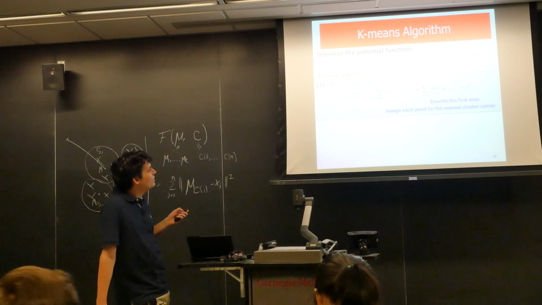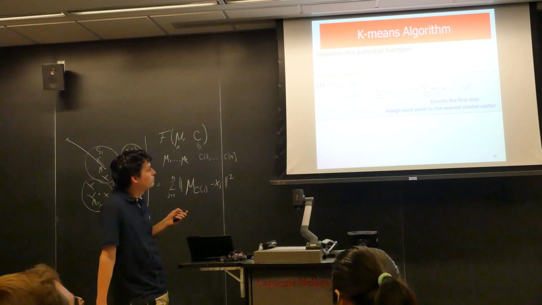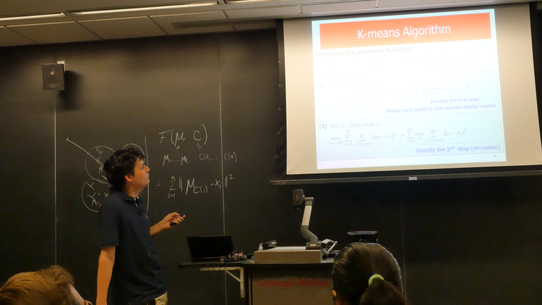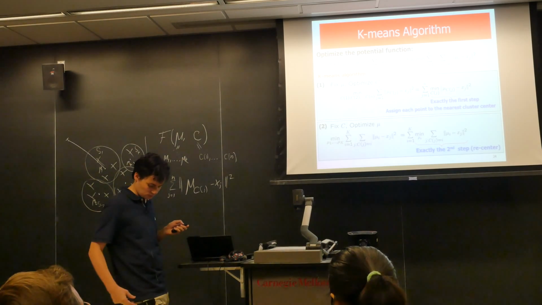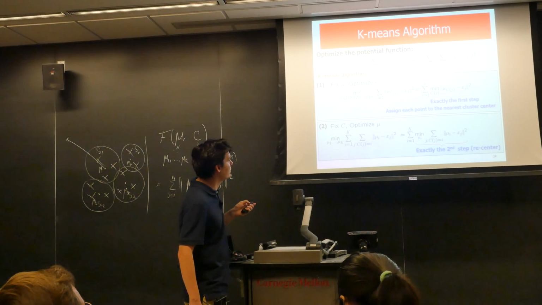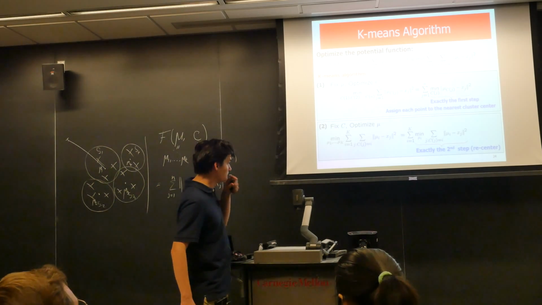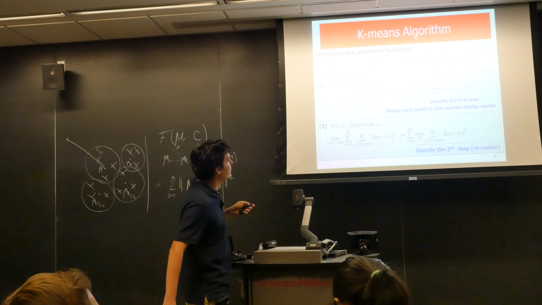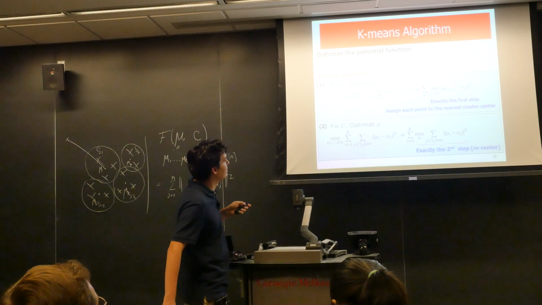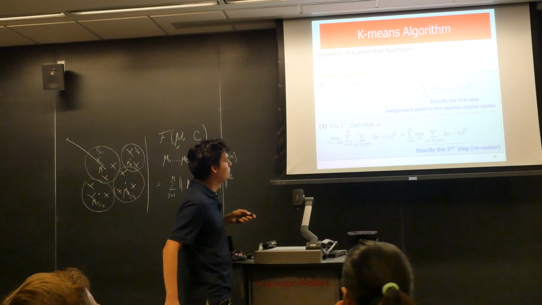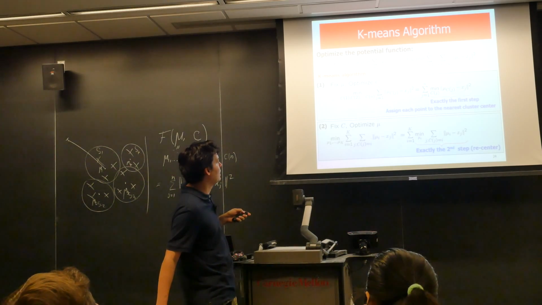Back to this point. We want to minimize this potential function over mu and C. The potential function is defined this way. In the k-means algorithm, formally, you fix mu and optimize over C. You want to minimize this sum of squared distances, and you can easily move the sum outside of the minimization and minimize each term over Cj, because they don't depend on the other terms. That's the first step of the k-means algorithm.